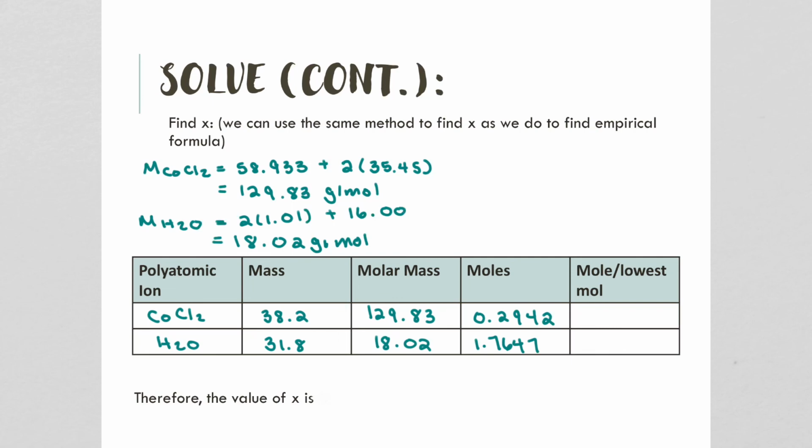So this one is the lowest amount. So this one's going to be 1, and then the other one is going to be 1.7647 divided by 0.2942. So 5.99, which is equal to 6. So therefore the value of x is 6. So our formula is cobalt 2 chloride 6H2O. And that's how you determine the hydrate for a compound.